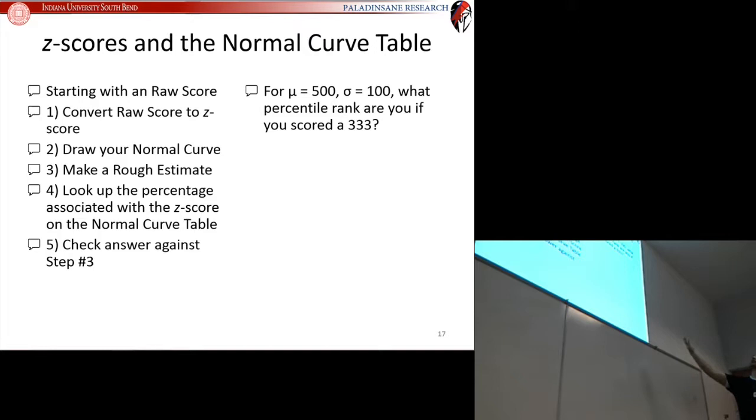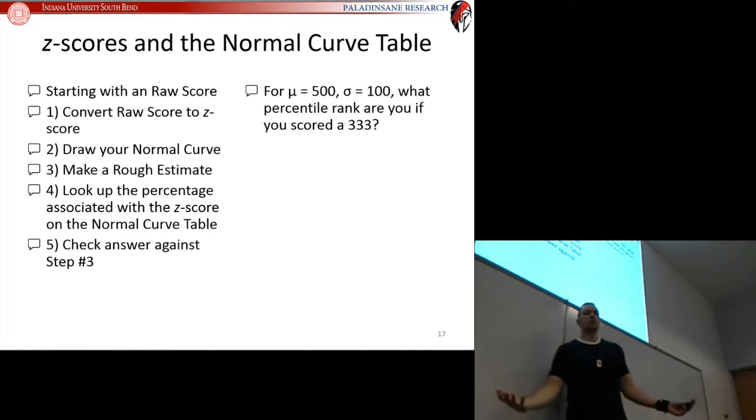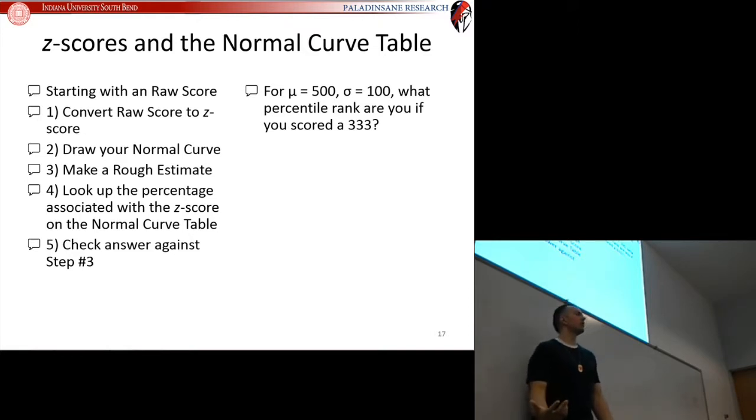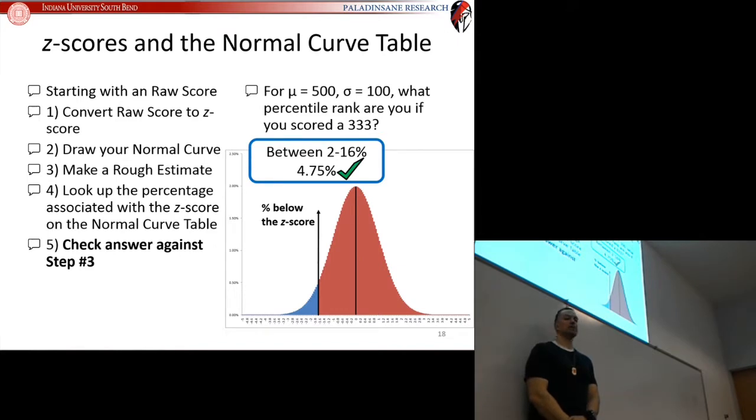And we saw that if you are asked a question, given a certain distribution, so for example, for a distribution with a mean of 500 and a standard deviation of 100, what percentile rank are you in if you scored a 333? So this is when you're starting with a raw score, you got 333, and you're being asked for a percentage. And we saw that when we go through those 5 steps, we ended up with a percentage of 4.75. You're in the 4.75th percentile with that particular score.